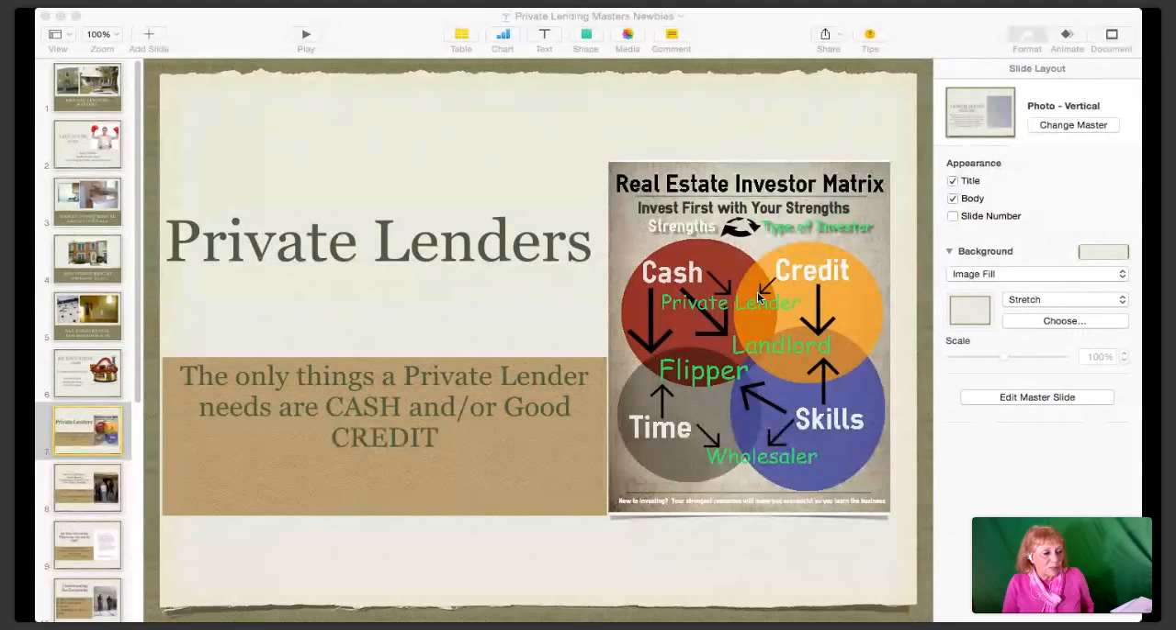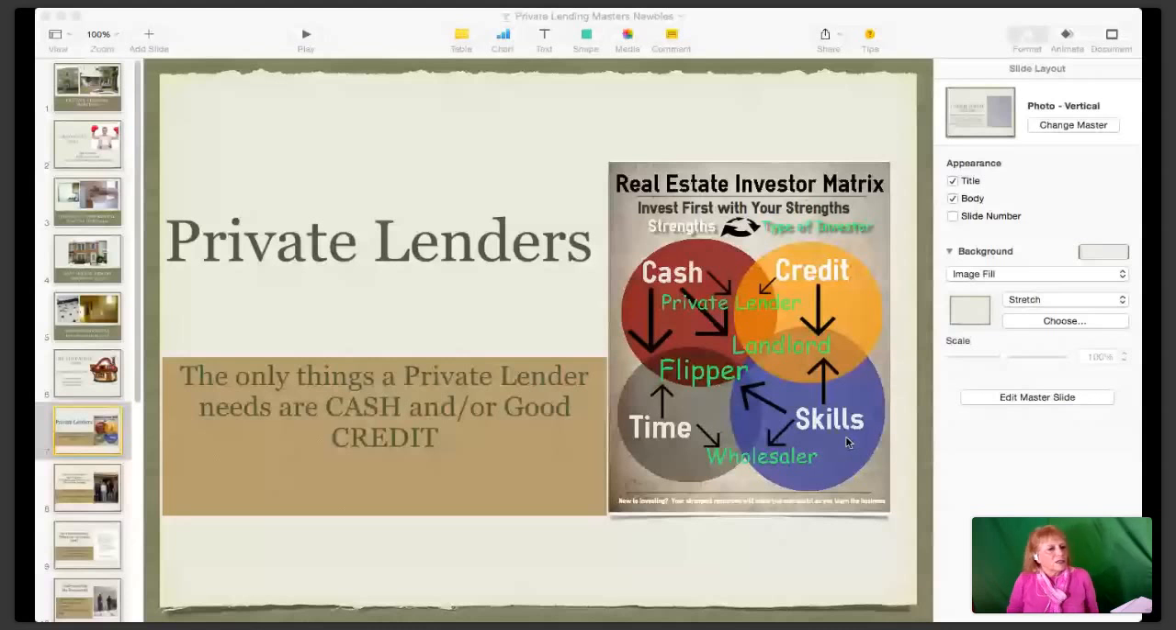With a landlord, you need cash and credit, some skills, and not as much time. If you're flipping, you need more time, some skills, cash, and you don't really need the credit, because whether you get a loan is based on the property, the value of the property. And the other easier entry point into real estate investing is to be a wholesaler, where you can use time and your skills. You don't really need the cash and credit because you're flipping the contract to someone else. All right, let me slide down here.